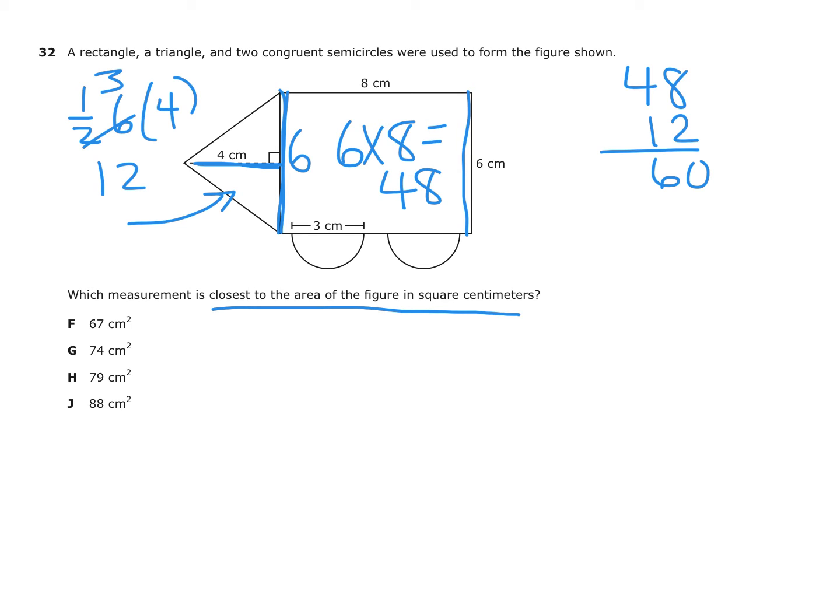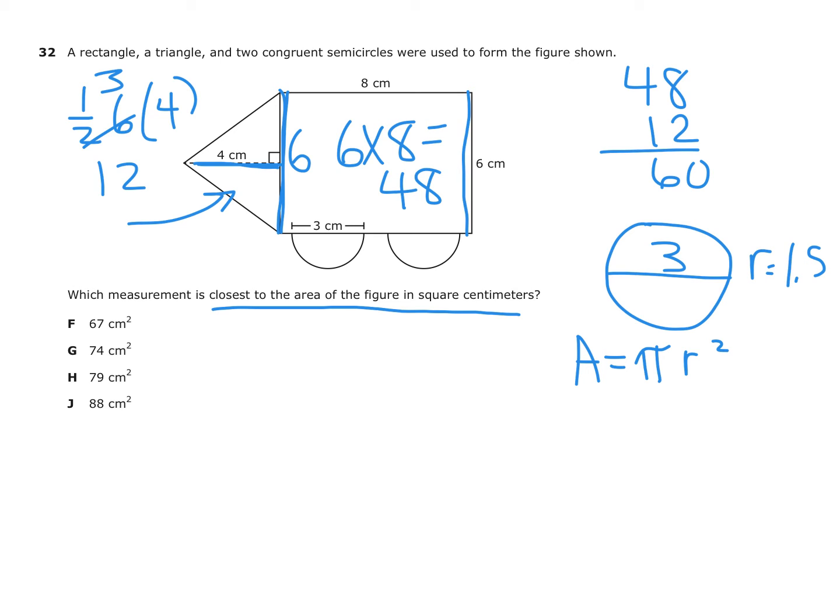So when you add 2 semicircles, you're going to have 1 complete circle. And it looks to me like the diameter is 3. If the diameter is 3, remember the area of a circle is pi r squared. So we need to find the radius. The radius would be half of 3, or 1.5. So the area of the 2 semicircles, which is 1 full circle, is going to be pi, which is 3.14, times 1.5 squared, which is 1.5 times 1.5.